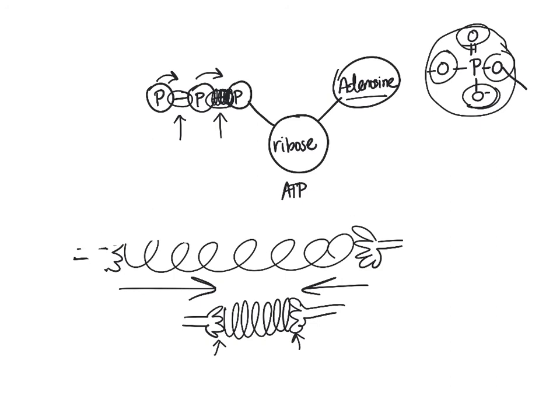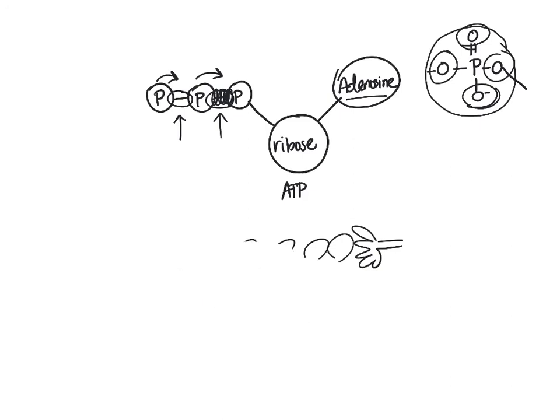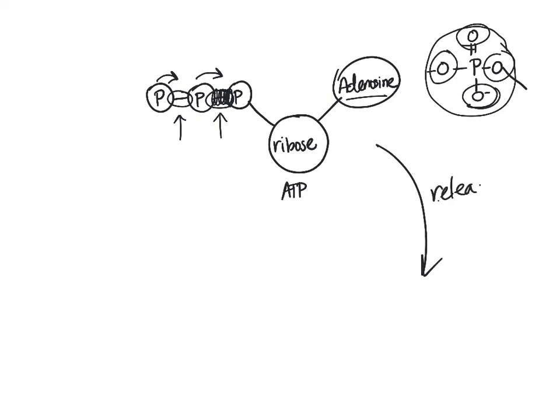And so I'm going to erase my spring here, and I'm going to show you the reaction here. So what we have is our ATP molecule, and it can release energy. So what we do is we cleave off this phosphate group. We're going to go in and we're going to chop this part off. And what that does is it releases a whole bunch of energy.